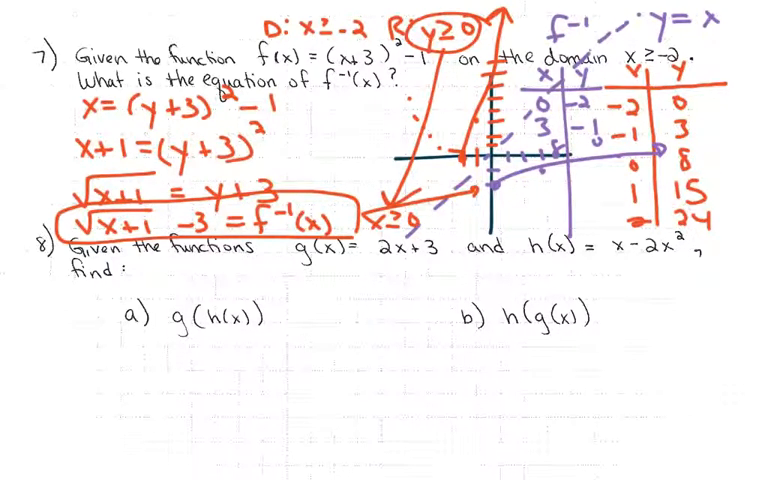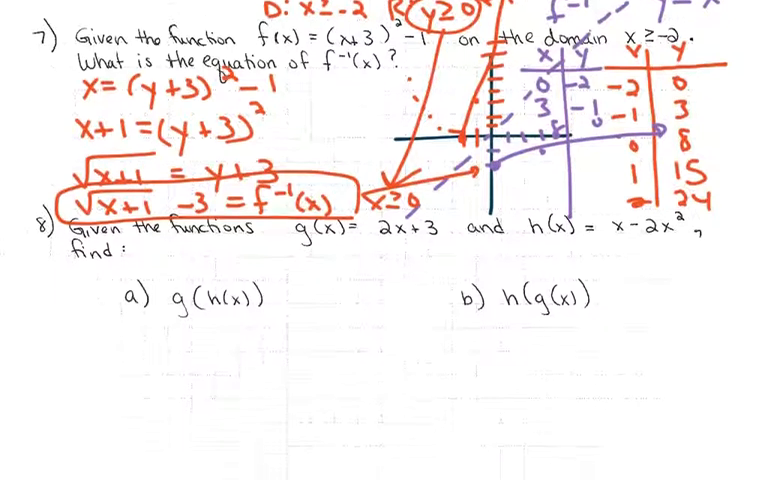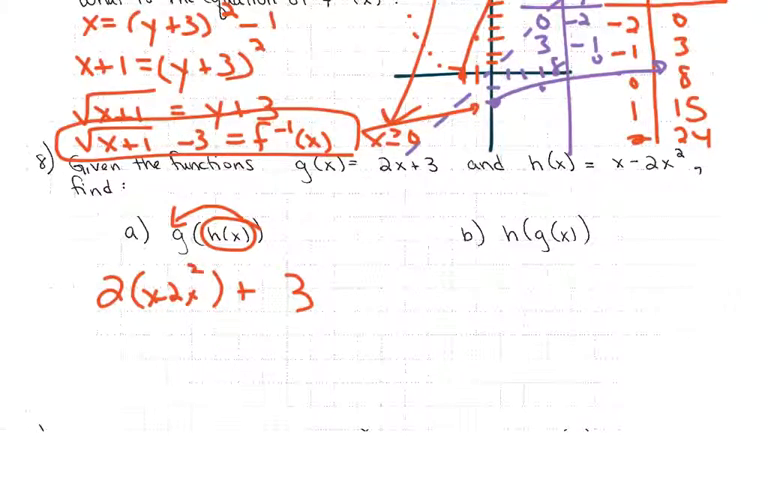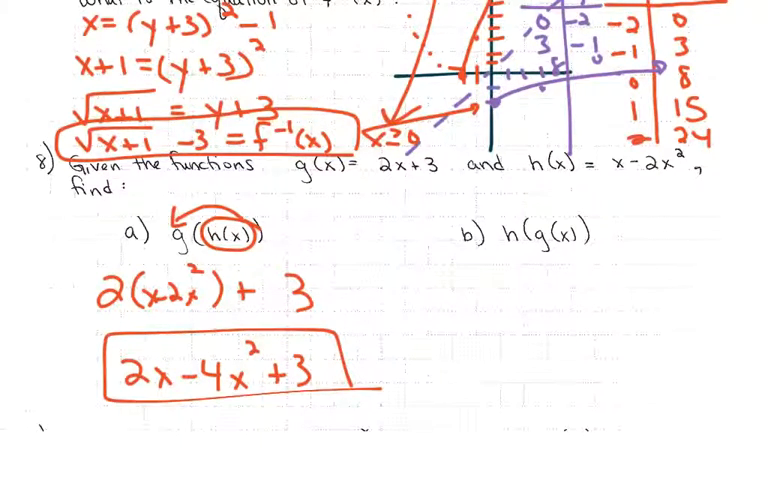domain of the inverse. Number 8, given the functions g of x is equal to 2x plus 3 and h of x is x minus 2x squared, find g of h of x and h of g of x. This is called a composition of functions. And what this says is plug h into g. So into g, we're going to plug in h. So then I get 2x minus 4x squared plus 3, and that would be g of h of x.